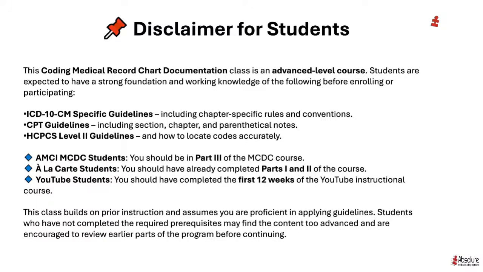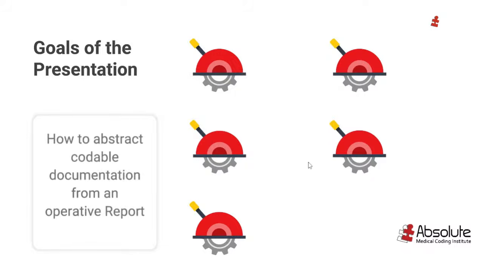You are definitely in part three. You finished part one, you finished part two. That's advanced ICD-10-CM, and you're in part three, mid to end of part three. Now, if you're an AMCI MCDC student, you should be in part three. If you're an a la carte student, you should be in part three. If you're an a la carte student, that means you're doing things on your own. You should have completed parts one and two of your a la carte. And YouTube students, you should have completed at least the first 12 weeks. All right, so hopefully that gives you a little bit of insight on where you should be.